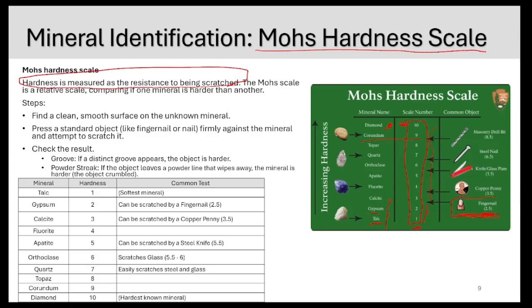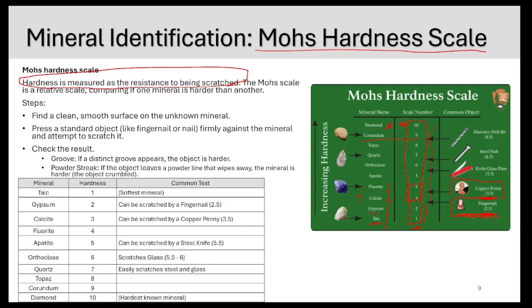Then we use common materials, for example a copper penny, which has a Mohs hardness of around 3.5, and if we can easily scratch a mineral using this copper penny, then the Mohs hardness will be around 3 to 4. And we can see here minerals like calcite and fluorite are in this range.